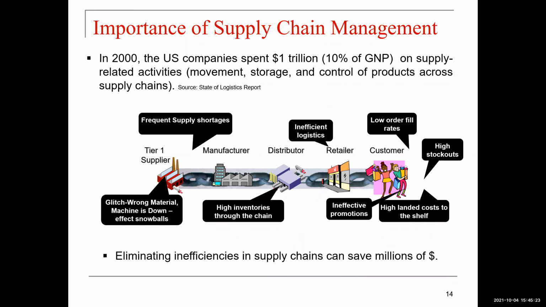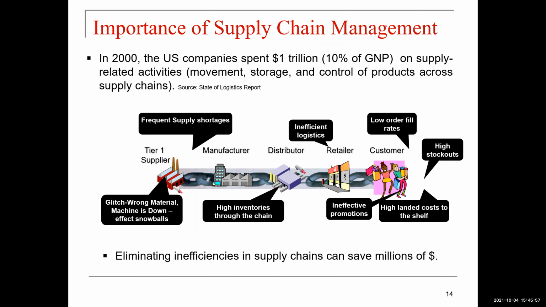So what is the importance of supply chain management? In the 2000s, US companies spent $1 trillion, again, 10% of the gross national product, on supply-related activities, such as movement, storage, and control of products of the supply chain. So especially in this I-35 corridor, if you are there during peak hours, you'll see a lot of trucks. Those trucks are part of the supply chain for many, many companies. So that's something that happens here a lot.